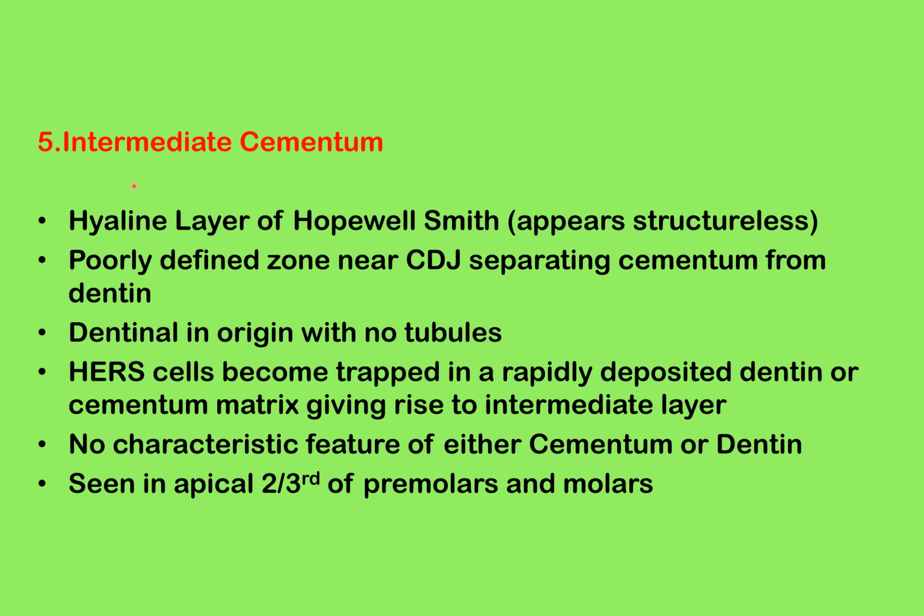Talking about the last type of cementum, that is intermediate cementum. It is also known as the hyaline layer of Hopewell-Smith due to its structureless appearance. It is a poorly defined zone near the cemento-dentinal junction separating the cementum from dentine. It is dentinal in origin with no dentinal tubules present. Hertwig's root sheath cells become trapped in a rapidly deposited dentine or cementum matrix, giving rise to intermediate cementum. It shows no characteristic feature of either cementum or dentine. It is present in the apical two-thirds of premolars and molars.